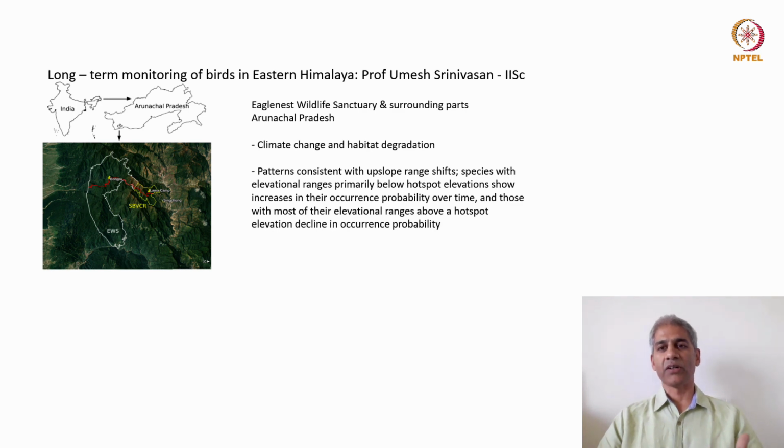And species which occupied a range above, in elevation, above that hotspot were now seen to have a reduced occurrence or probability of occurrence, meaning that they were now no longer found at that particular range and may have moved higher up in their range.